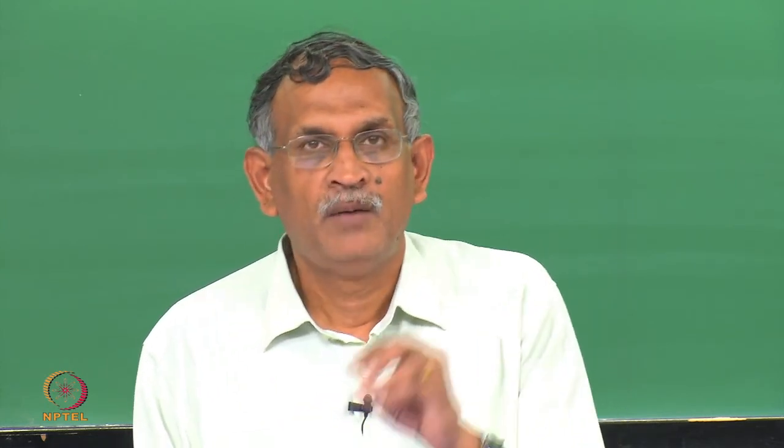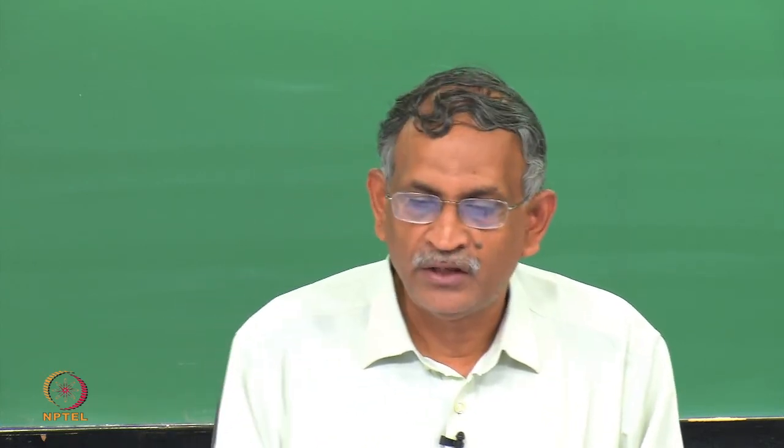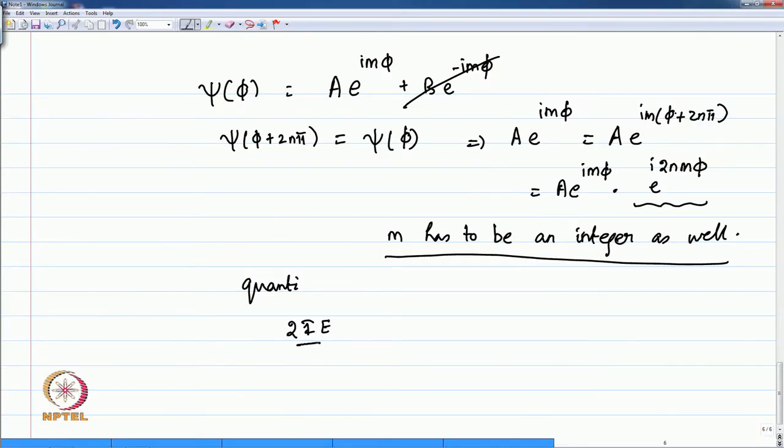Now, the m being a quantum number is a requirement for the wave function to satisfy in order for that wave function to be unique. And you immediately see that if m is an integer, you remember you put 2IE by h bar square as m square. Therefore, if this is an integer, then the energy is h bar square m square by 2I.